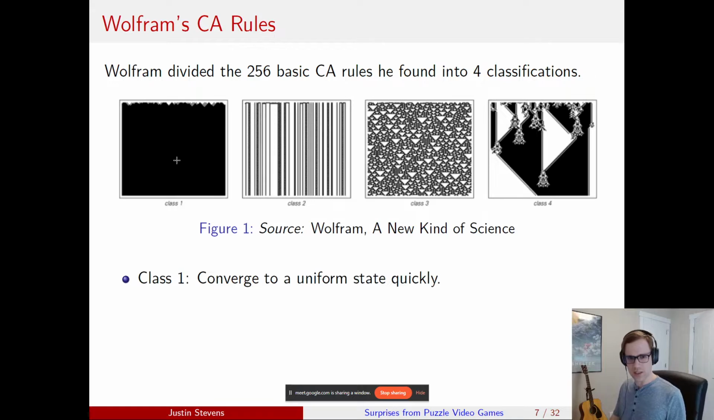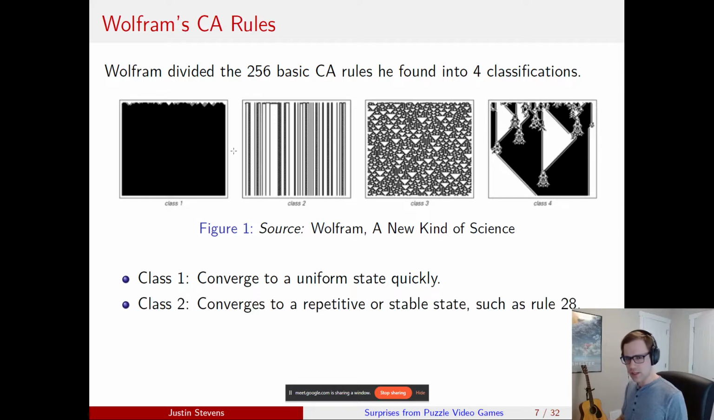We can see these classifications here. Class 1 is a cellular automaton that converges to a uniform state very quickly. They start off with something interesting going on, and then it quickly converges into basically a single color.